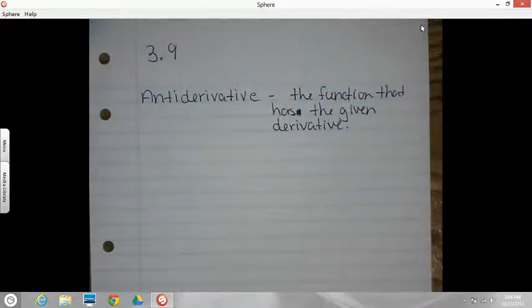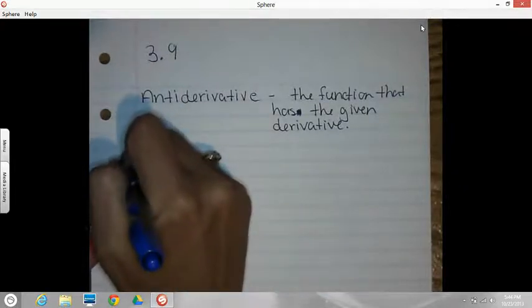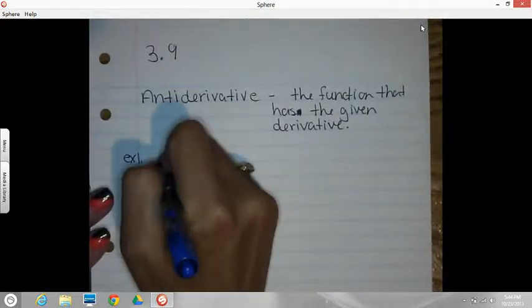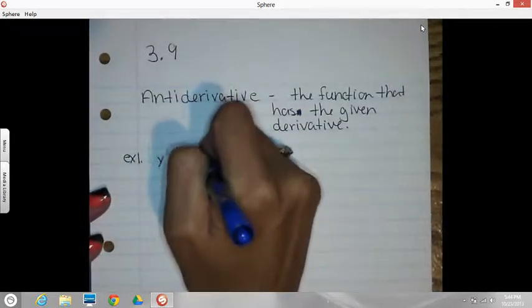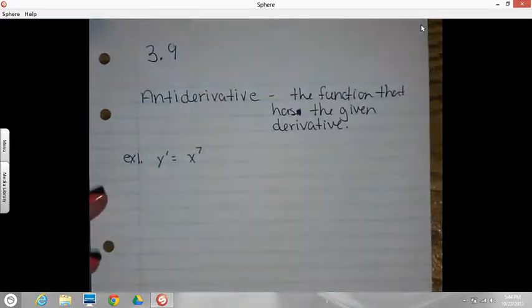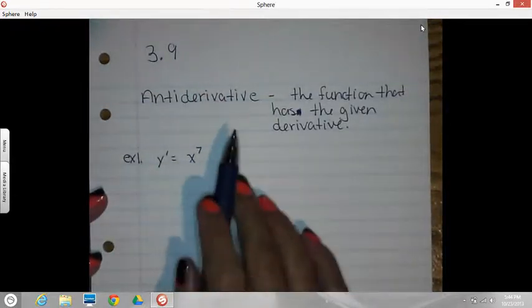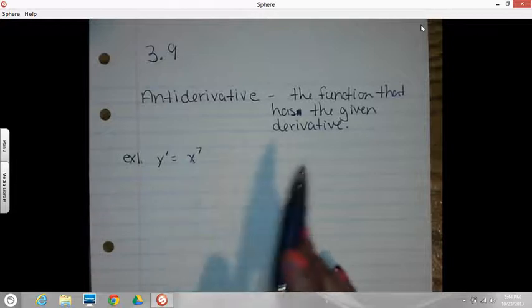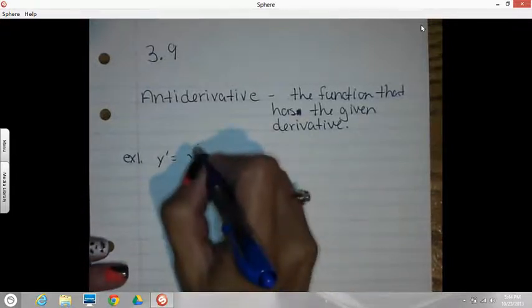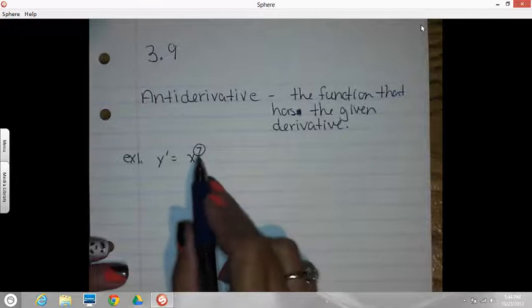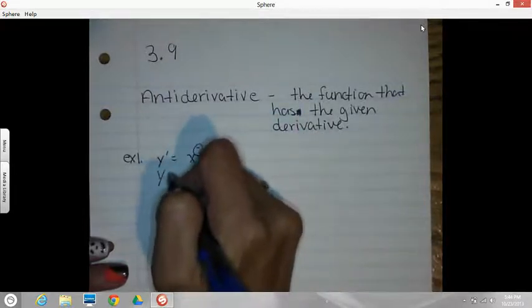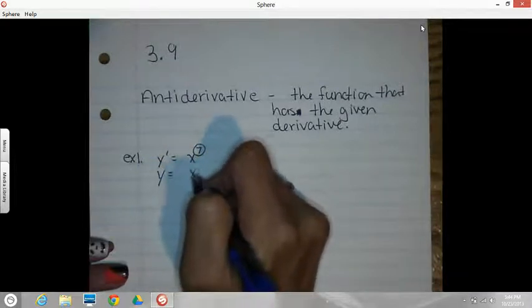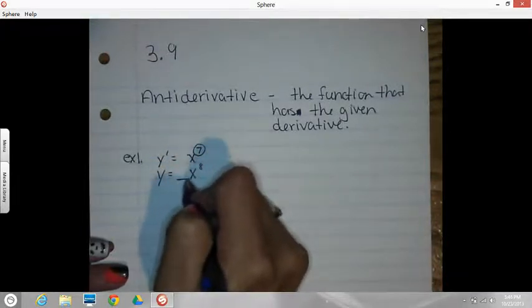Okay, so we're just going to jump right into examples. So the first one will start easy. If I tell you the derivative, y prime, equals x to the 7th, can you come up with the antiderivative? The antiderivative is the equation that ends up with this derivative. Okay, we always start with that exponent. We know the power rule. We know that we subtracted 1 when we did a derivative. So you start by saying y equals, you know it had to be x to the 8th. Leave a little space here because we're probably going to have to put a number out there.